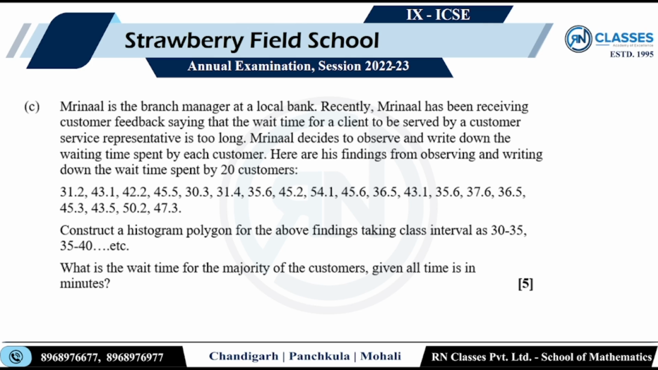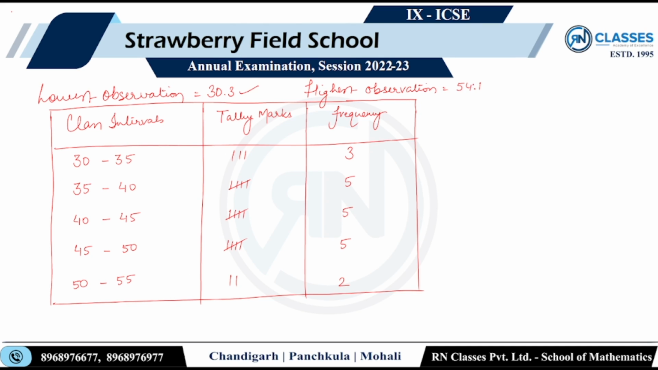Mrinal is a branch manager for a local bank, and read it carefully, the customer feedback and the waiting time दिया हुआ है, ठीक है। So there are 20 customers और उनका waiting time दिया हुआ है। Construct a histogram polygon for the above findings taking the class intervals as this, ठीक है। सबसे पहले तो मेरे को इसको कॉन्टिन्यूस डेटा पे लेकर आना पड़ेगा, राइट। सो कॉन्टिन्यूस डेटा के लिए लोएस्ट ऑब्जर्वेशन लिखनी पड़ेगी, हाईएस्ट ऑब्जर्वेशन लिखनी पड़ेगी। देन क्लास इंटरवल 30 से 35, 35 से 40, 40 से 45, 45 से 50, 50 से 55। You have to write the tally marks as well as frequency, add it up.